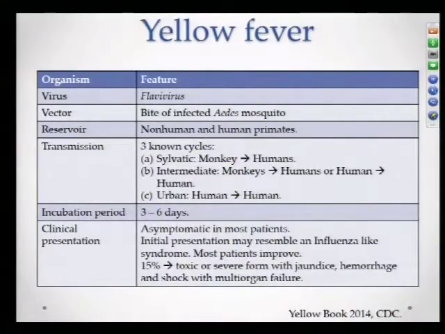All right, let's talk about yellow fever. Yellow fever, yellow book, yellow fever. I myself was getting feverish when I started to read this topic because I was like, I don't think anybody here will really like it. But it does have important travel implications.